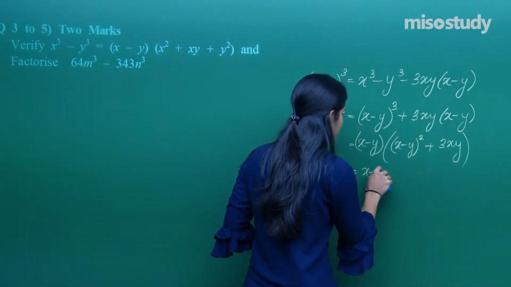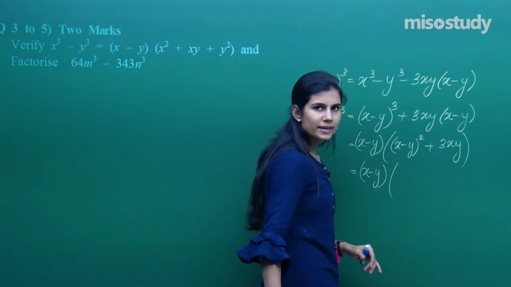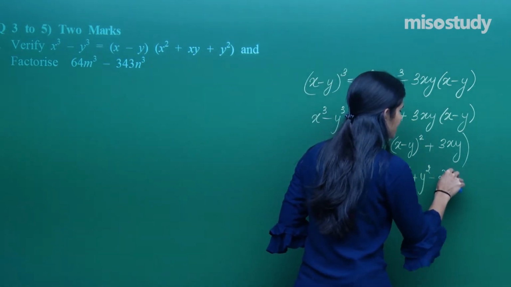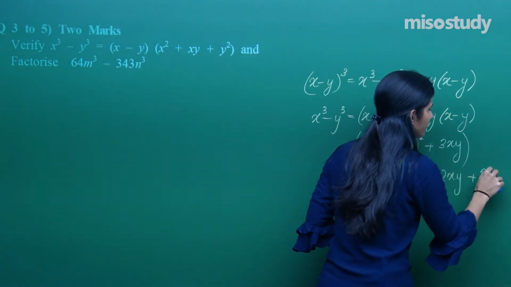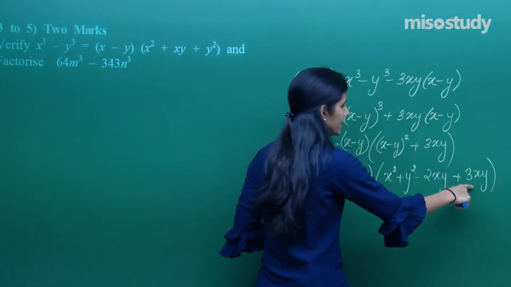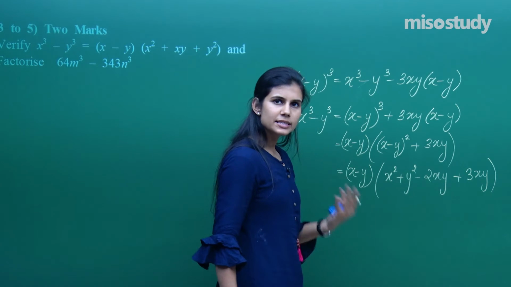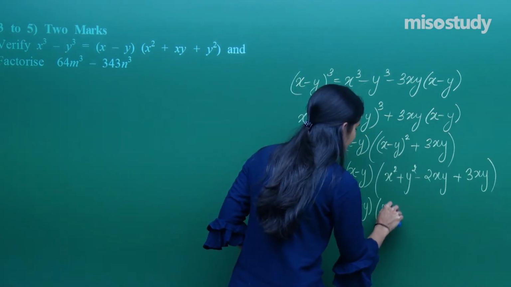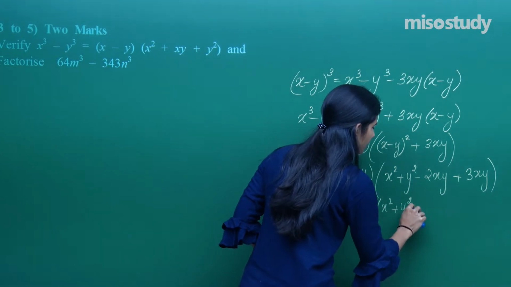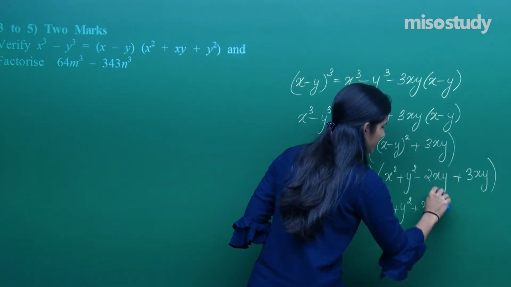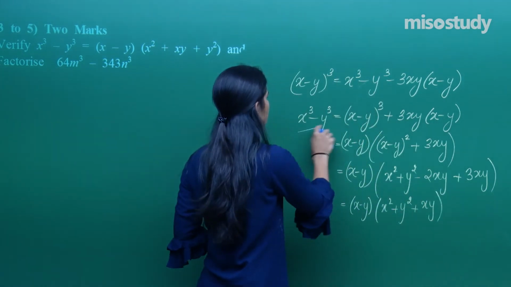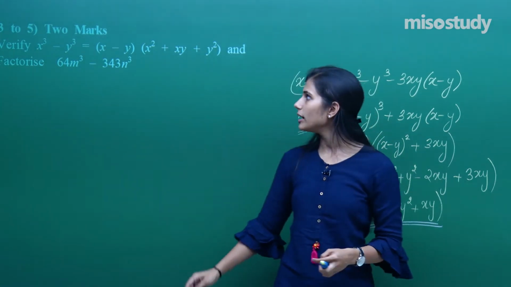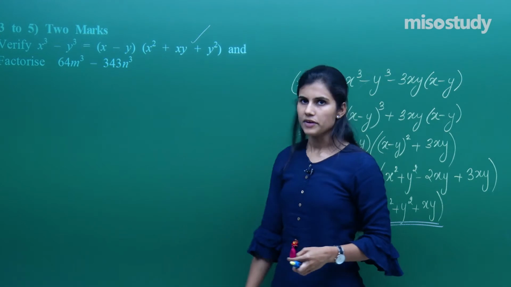Then you have x minus y. Open this up. What is (x minus y) whole square? It is x square plus y square minus twice of xy, and already you have thrice of xy. Plus 3xy minus 2xy is plus 1xy. So you get (x minus y)(x square plus y square plus xy). So you have got that x cube minus y cube is (x minus y)(x square plus y square plus xy), and that is what you had to verify.